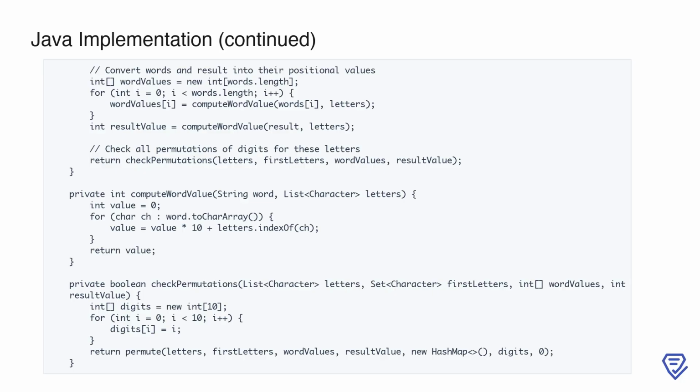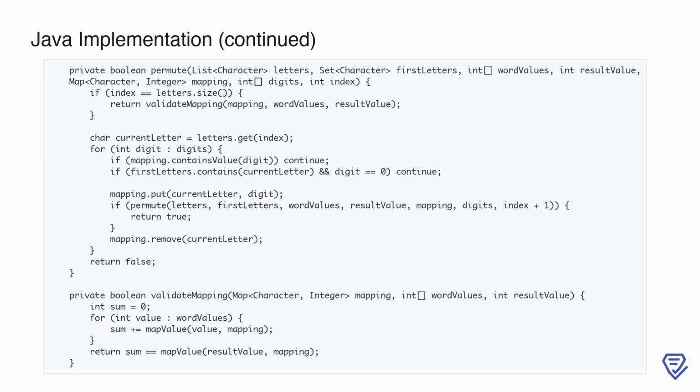With these numerical representations, the next challenge is to test all possible mappings of letters to digits. This is achieved by calling the checkPermutations method, which takes in the list of letters, the set of first letters, the calculated word values, and the result value. This method will systematically explore every permutation of digit assignments and validate if any of them satisfy the constraints of the puzzle.